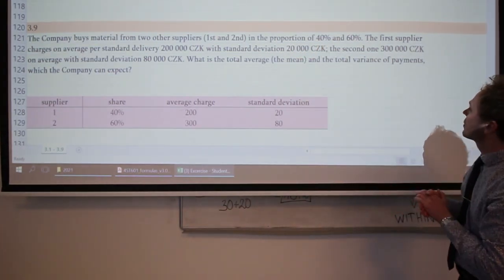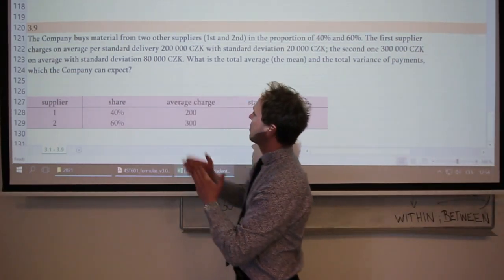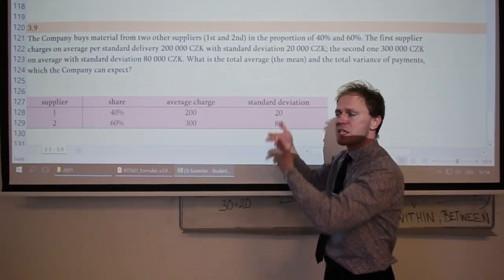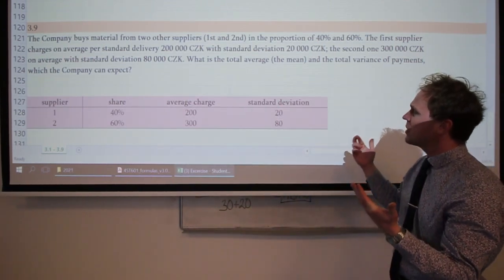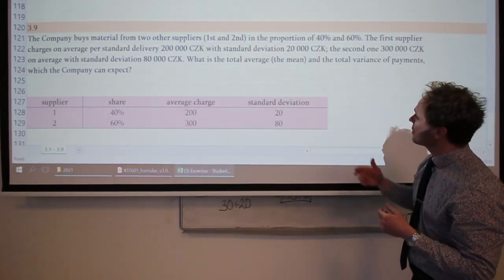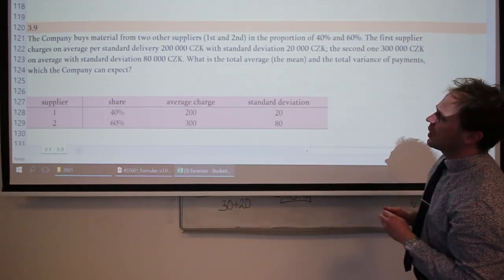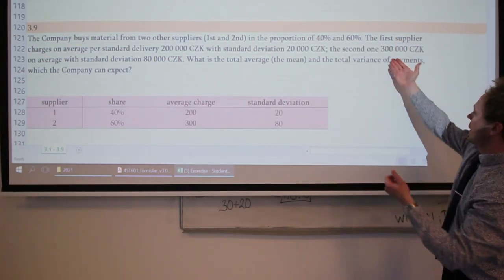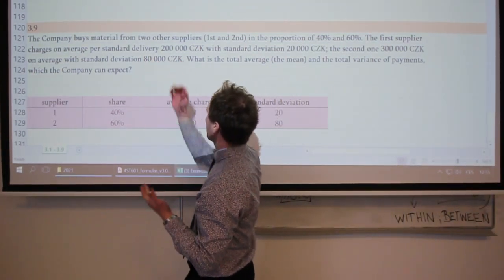in a proportion of 40% and 60%. The first supplier charges on average per standard delivery 200,000 Czech crowns. So this is some expected value, average value of the standard delivery in Czech crowns, with standard deviation, measures of variability, 20,000 Czech crowns. The second supplier charges on average per standard delivery more, 300,000 Czech crowns, with standard deviation 80,000 Czech crowns.